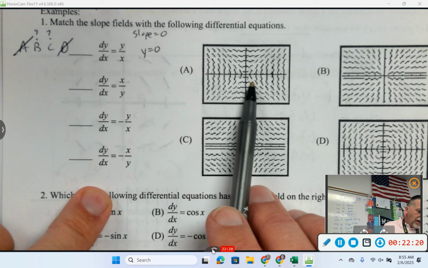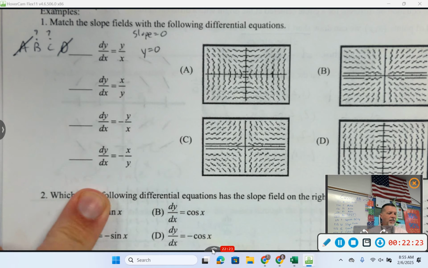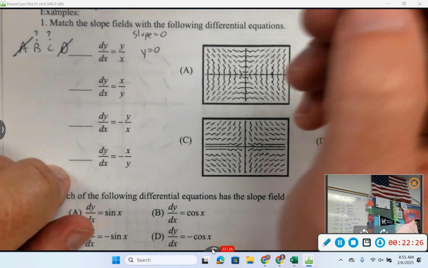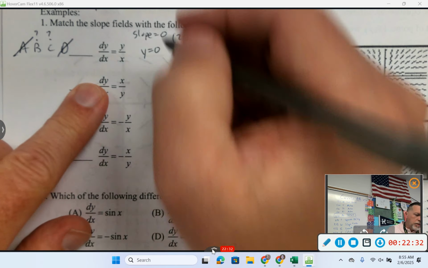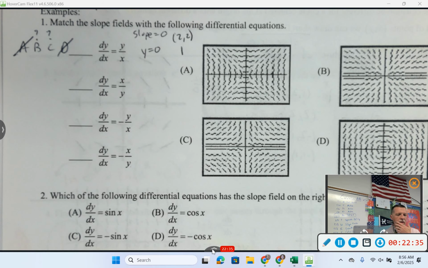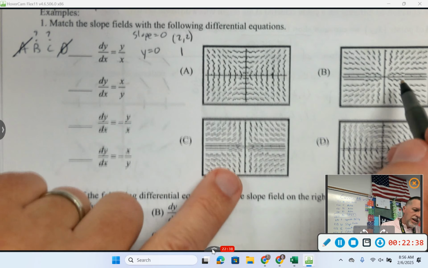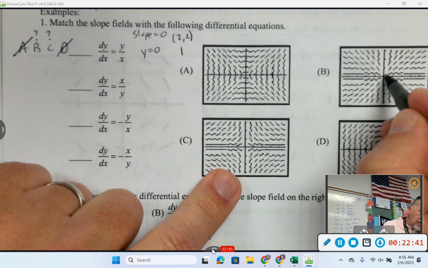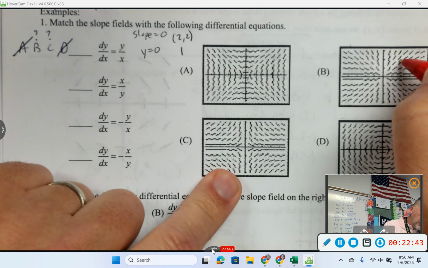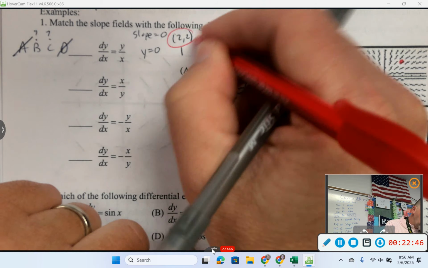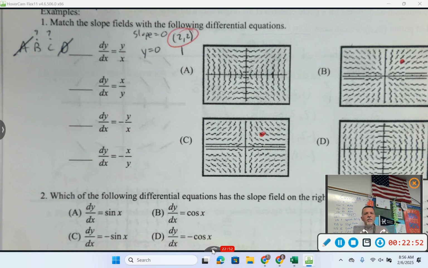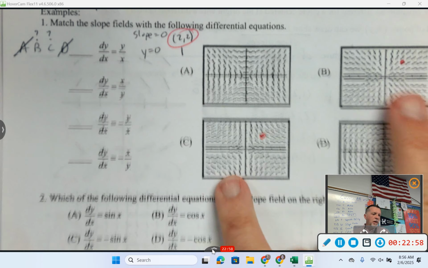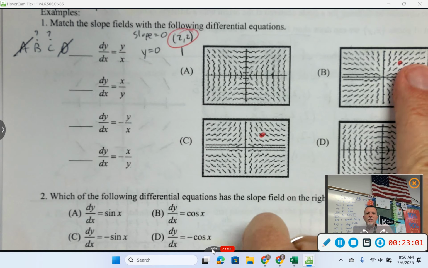At this point, especially since I'm looking at different signs going on, let's just check the point 2, 2 and see what happens. So at 2, 2, my slope is 1. And I'm really looking at B and C. It's hard to tell where 2, 2 is, but somewhere around there. Okay, I think I've got it figured out. Because one of those has a slope of 1, and one of them has a slope of negative something. So which answer am I picking? B, because B has a slope of 1.